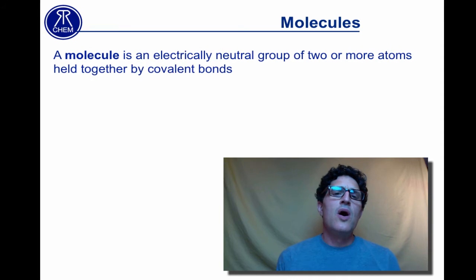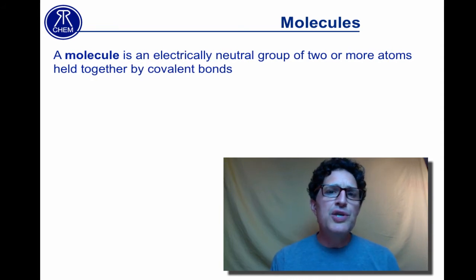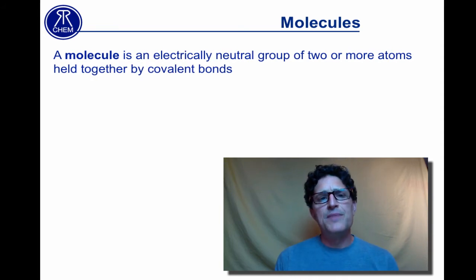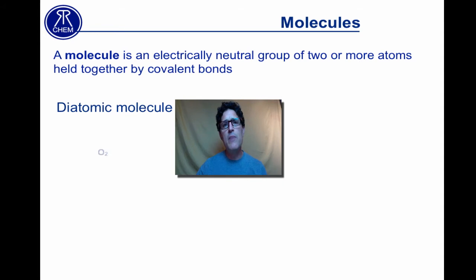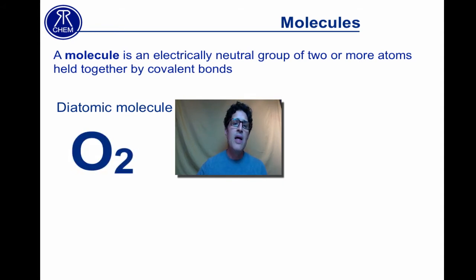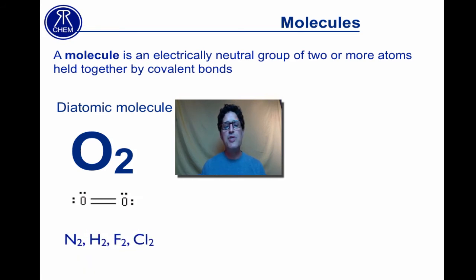Molecules are really the smallest unit of a covalent bond. So a molecule is an electrically neutral group of two or more atoms held together by covalent bonds. So the first type of molecule is what's called a diatomic molecule, which is a molecule made up of two atoms. Oxygen gas is an example. Other examples would include nitrogen gas, hydrogen gas, fluorine gas, and chlorine gas.